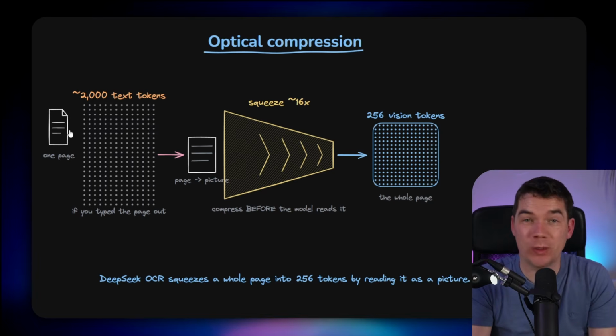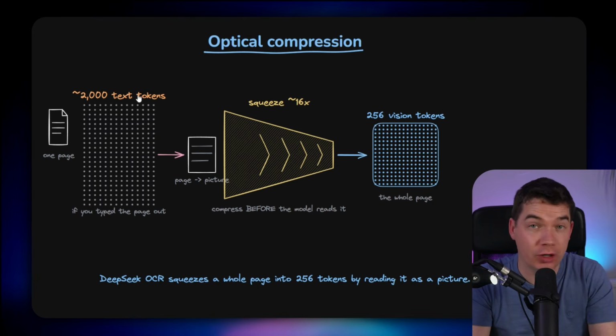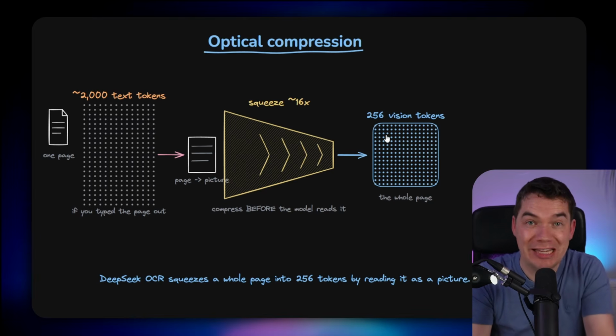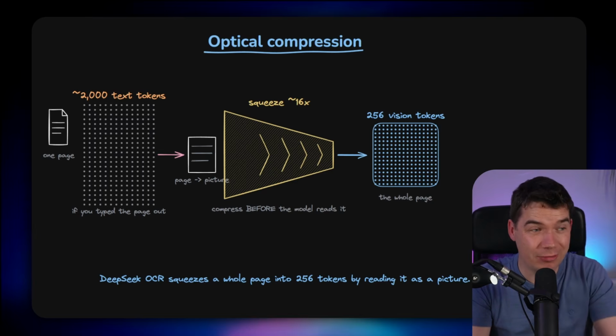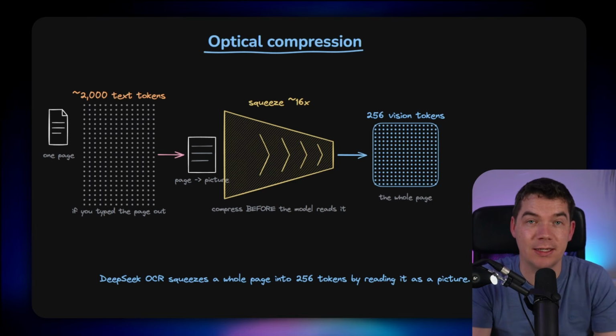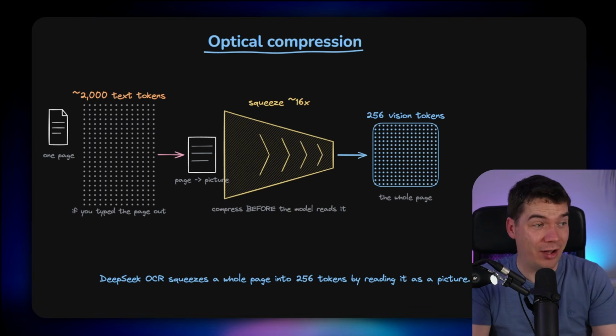If this page was passed as text into the model, you would be burning 2000 odd tokens. Whereas by converting it to these vision tokens, these images, essentially you're decreasing the size by a factor of 16. So you essentially get the detail of a high resolution page and everything on it, but at a fraction of the cost. And that's the idea of optical compression, and it's a really neat trick.